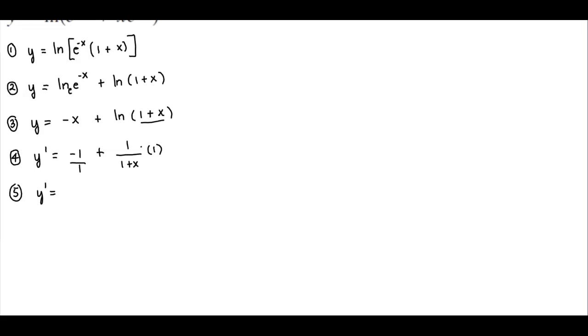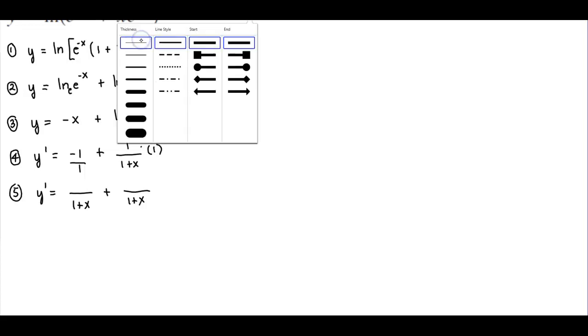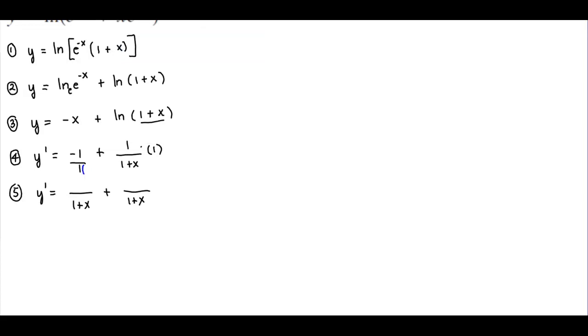So we can find a common denominator between 1 and 1 plus x. So we have 1 plus x here and then 1 plus x here. So what do we need to multiply the denominator 1 by to get 1 plus x? We're going to multiply that by 1 plus x. So we're going to take negative 1 and multiply that by 1 plus x. If we distribute the negative 1, we get negative 1 minus x. Over here, we just need to multiply everything by 1.